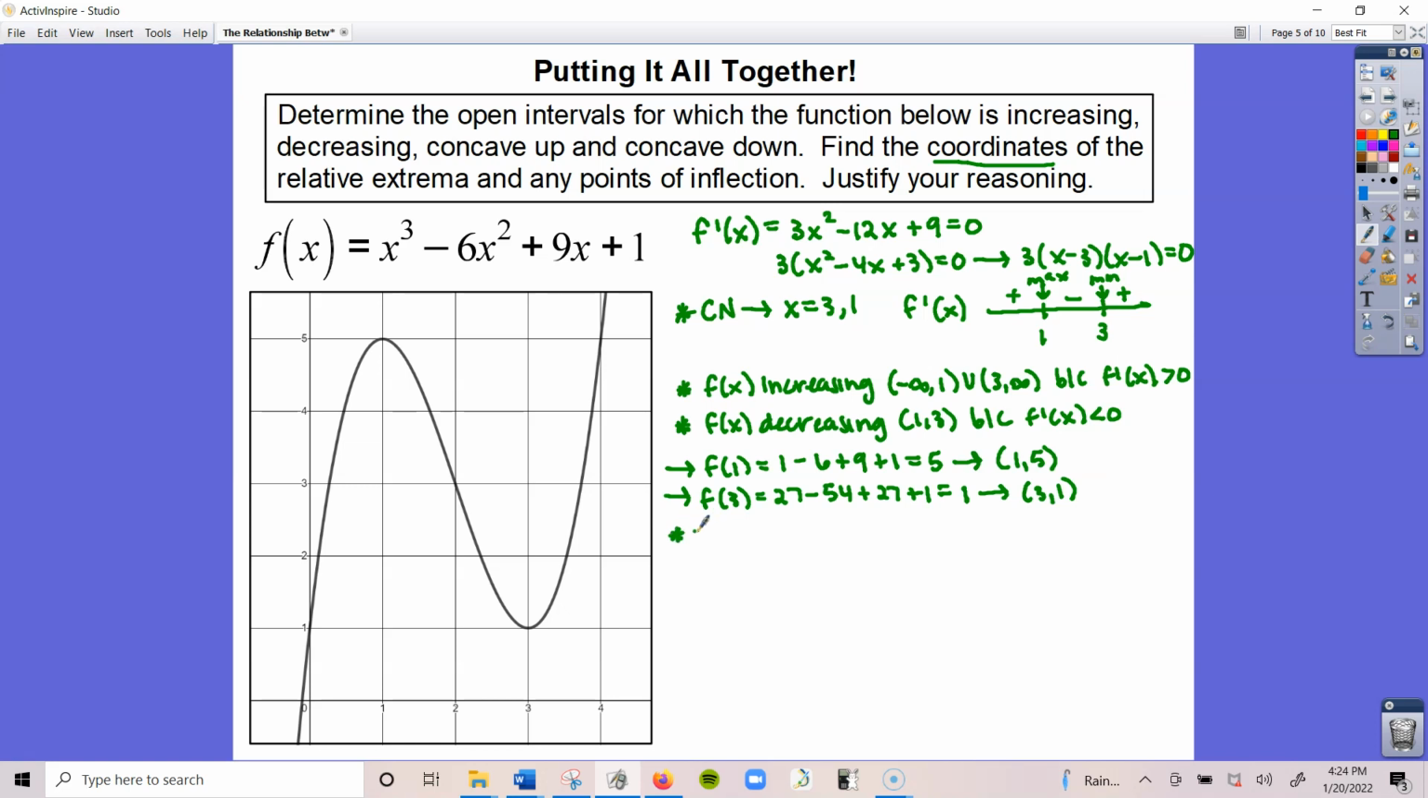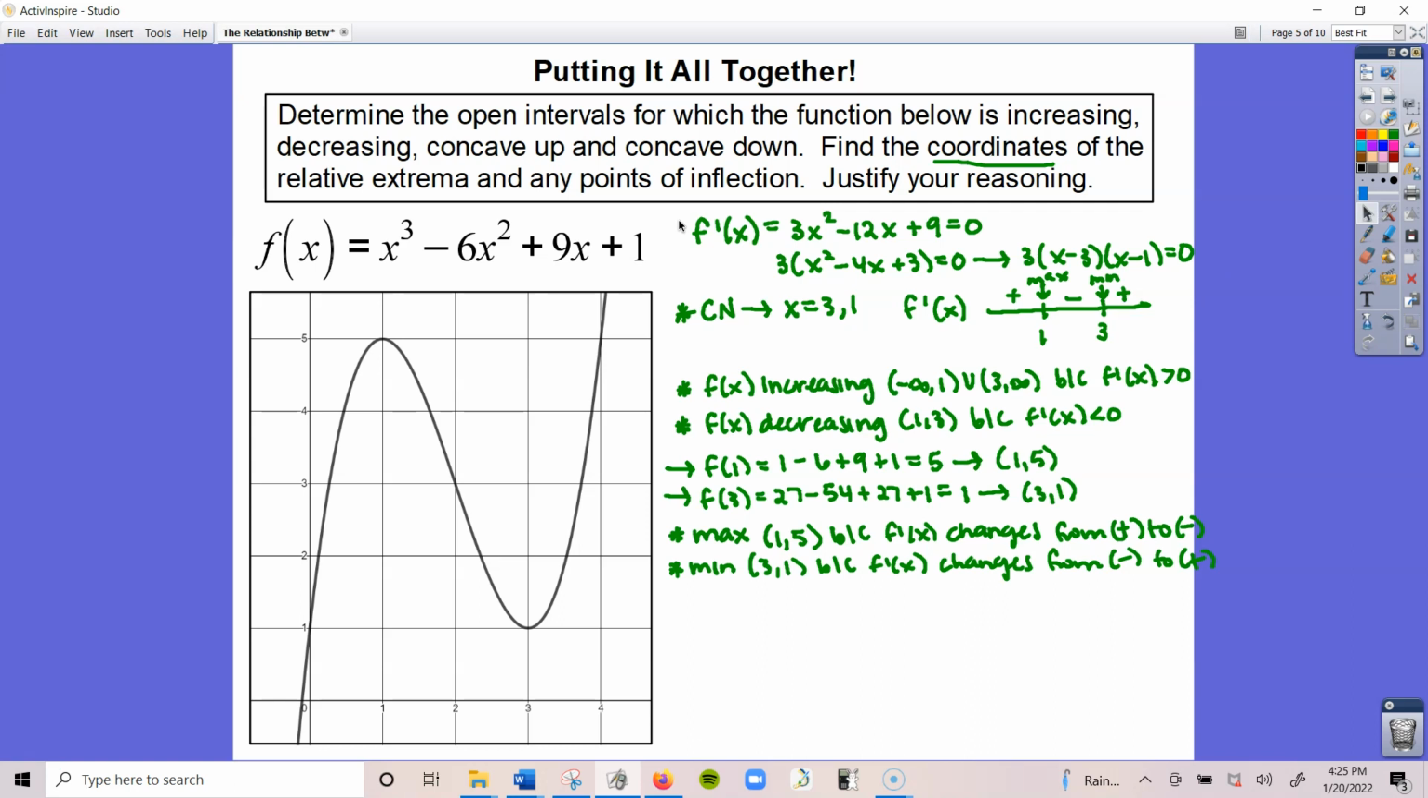So what we got, we have a maximum, and based on my number line here, it is this one. So we have a max at 1, 5, because f prime of x changes from positive to negative. And then we have a minimum at our other coordinate, which is 3, 1, because f prime of x changes from negative to positive. So I got all that information just on my first derivative, but now we want to figure out the concavity. So I'm just going to shrink this so that we have a little bit more space.